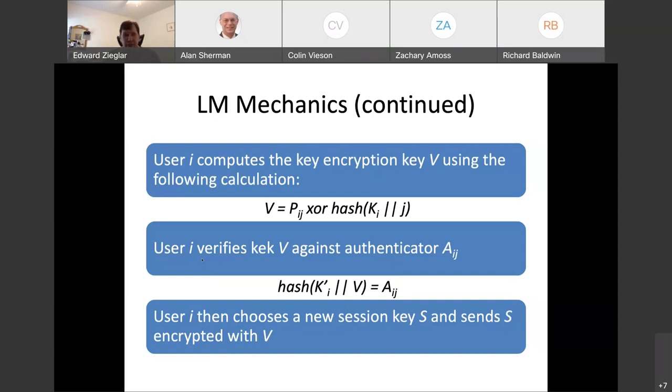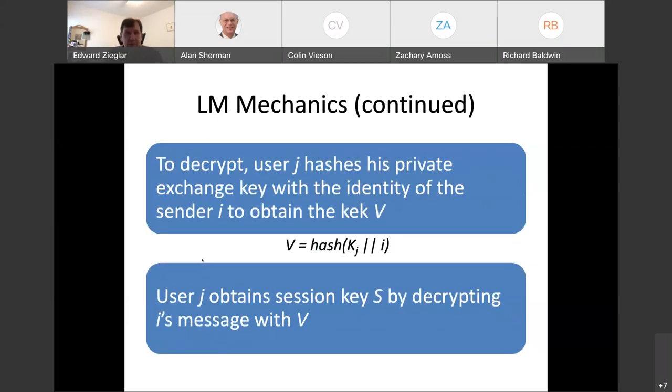Then user I can verify key encryption key V just by hashing V with his own authentication key and then comparing it with the authenticator. If they match, then he knows that he has the right key. And then all he simply does is pick a session key and encrypt it with V, send it along with his identity to J, and then I and J can now communicate. For J, all he does is take his secret, hash it with I's identity to obtain V so that he can decrypt and retrieve S. And that's as simply as the mechanisms work.